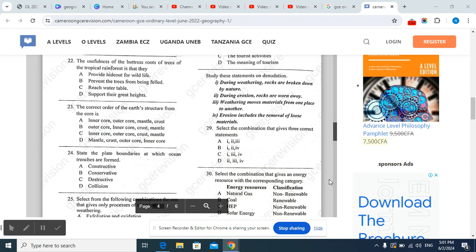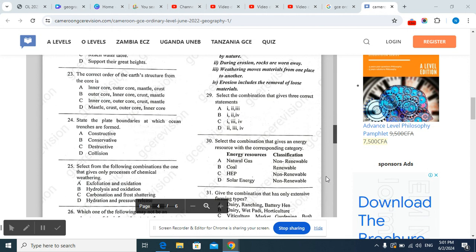Number 24. State the plate boundaries at which ocean trenches are formed. The answer is C.